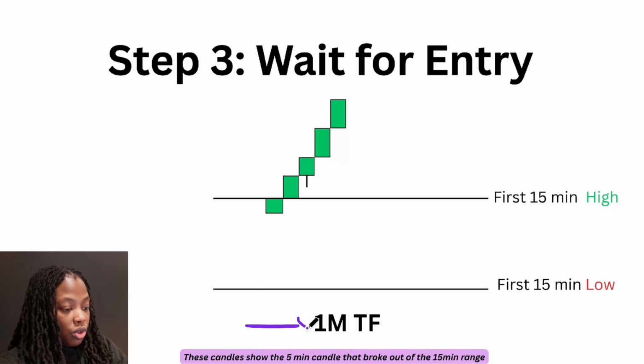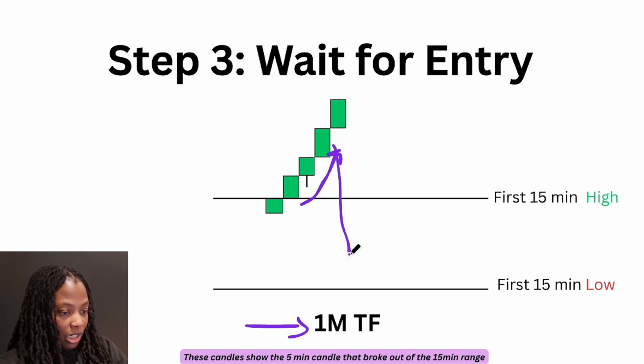For an entry, you go down to the 1-minute time frame. These 5 candles show the candles that broke out of the 15-minute range. You're waiting for entry. You're not just jumping into the trade, because your risk to reward will be skewed and you can be prone to fake outs. Like I said, if you just jump in without that candle closing, what could happen is a straight reversal down, and then you lose money. So you want to wait for a pullback to retest this 15-minute candle high, not 5-minute.